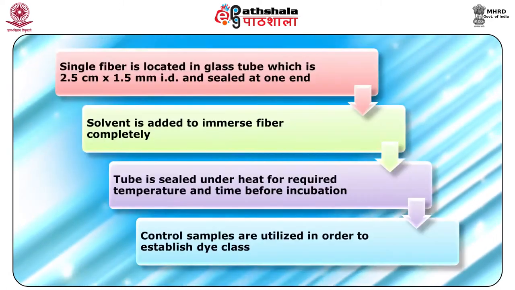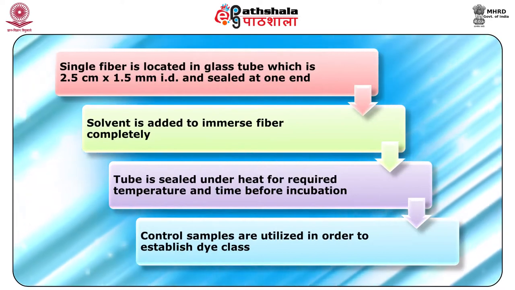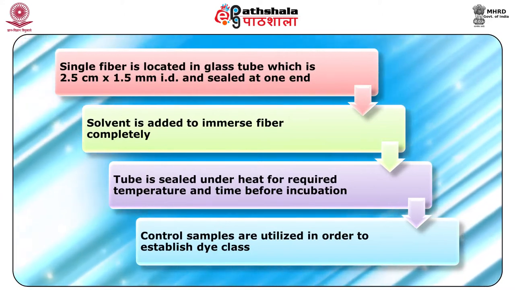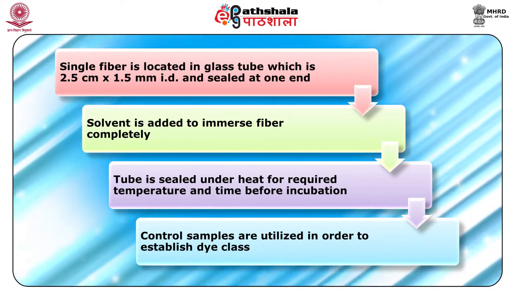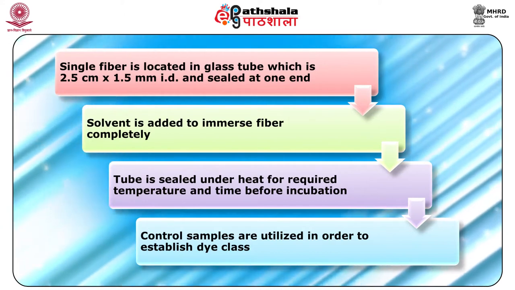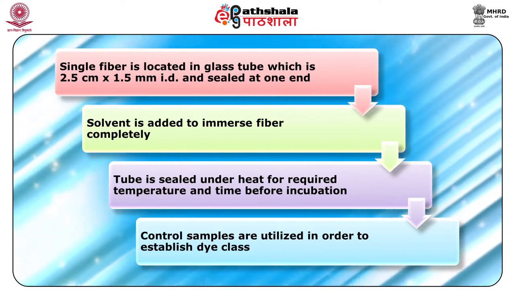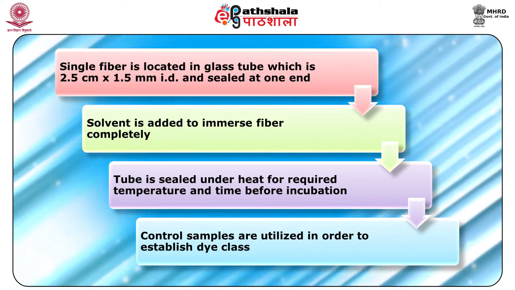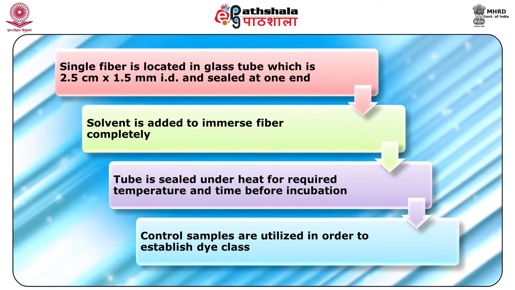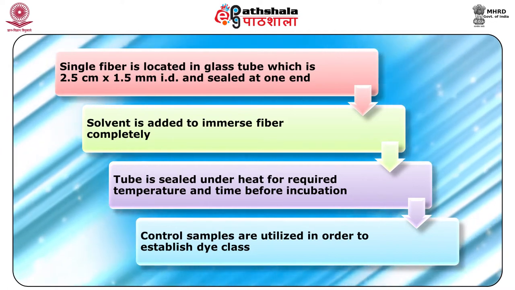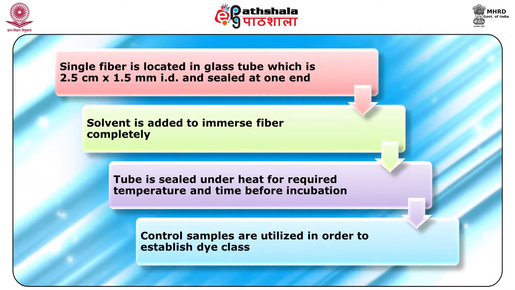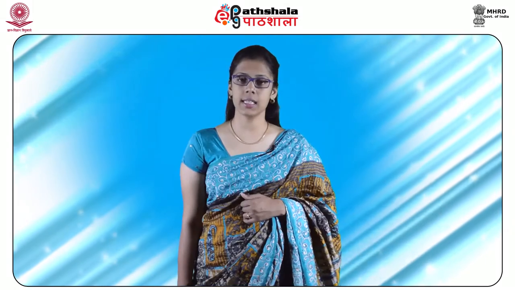Extraction process: a single fiber is located in a glass tube which is 2.5 cm by 1.5 mm ID and sealed at one end. After the solvent is added, which should be around 10 microliters as it is sufficient to immerse the fiber completely, the tube is sealed under heat for the required temperature and time before incubation in an oven. Control samples are utilized in order to establish dye class, and the best extraction procedure is applied prior to the analysis of recovered fibers. Next is dye analysis.